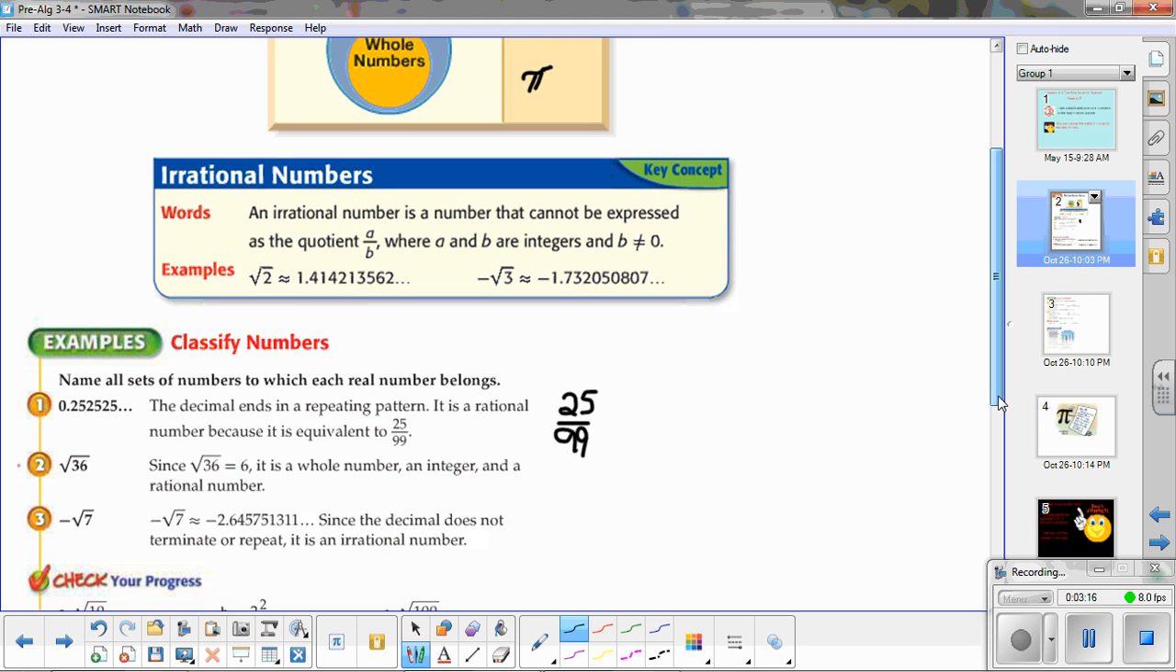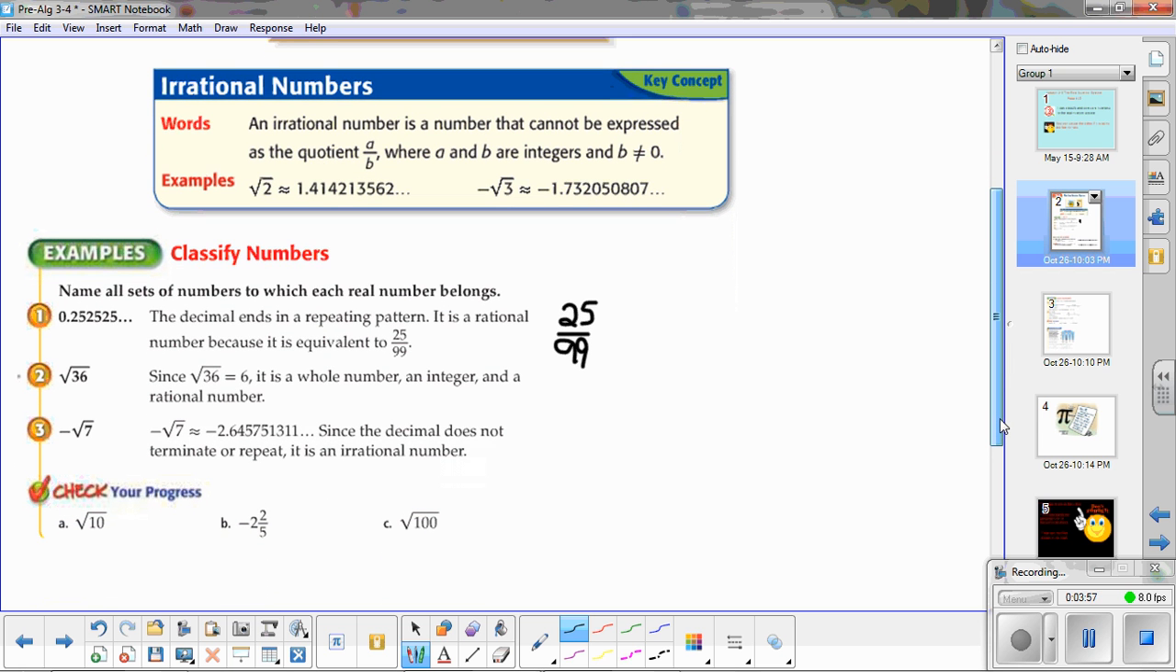Number 3, the negative square root of 7. Well, square root of 7, if you were to type that into a calculator, it's about 2.645751311, and you're not going to see any pattern, and it doesn't terminate, so therefore it's an irrational number. If it's an irrational number, it isn't anything else other than a real number, and these are all real numbers that we're talking about here in middle school, so we don't need to say it's a real number. Eventually, when you get to high school, you may learn about imaginary numbers.